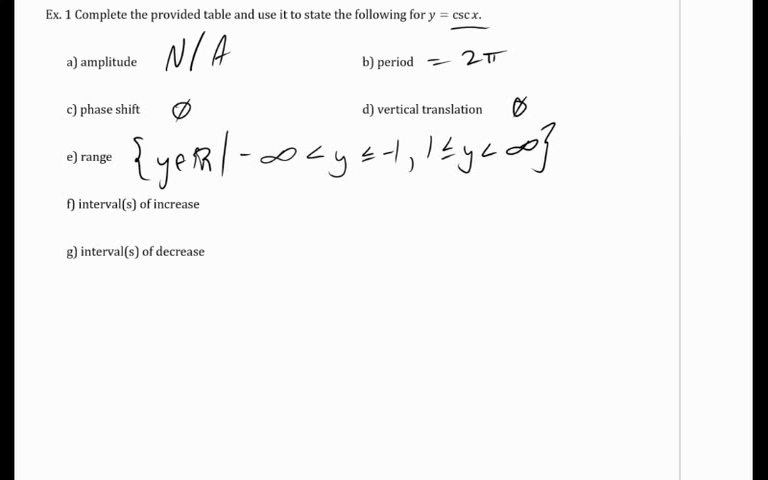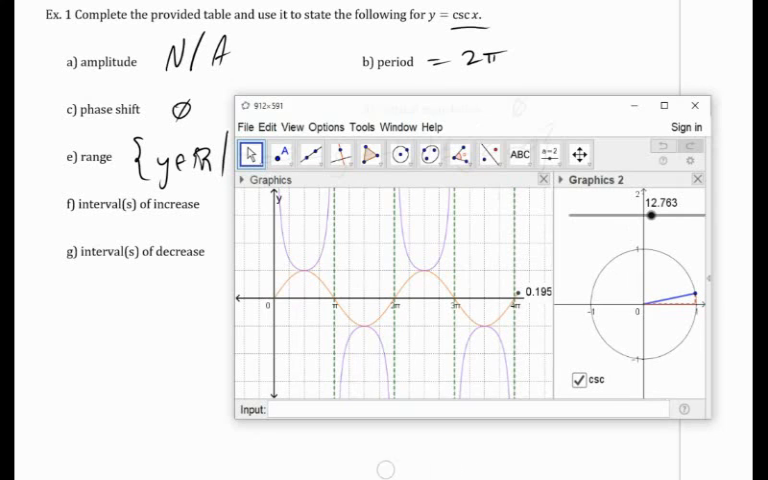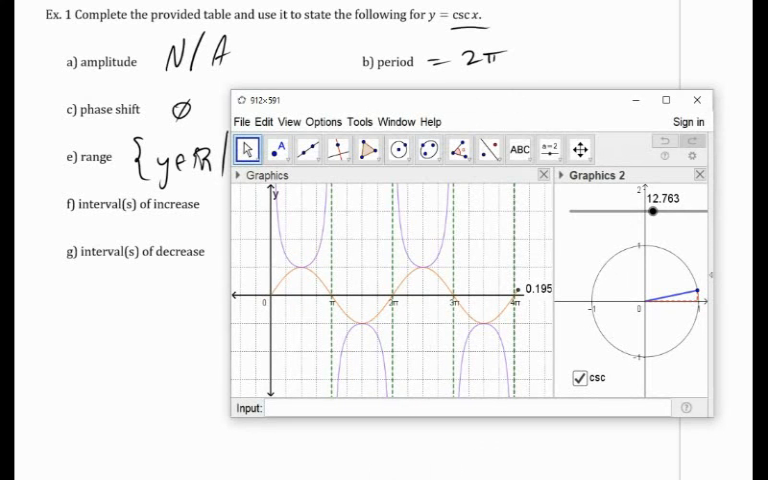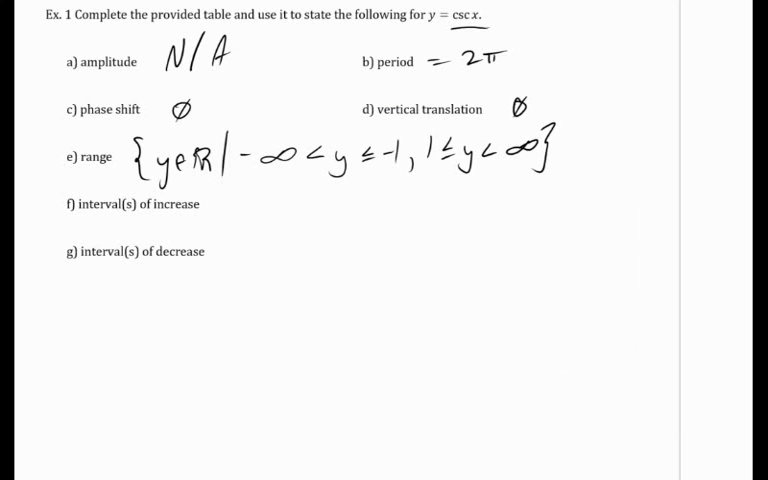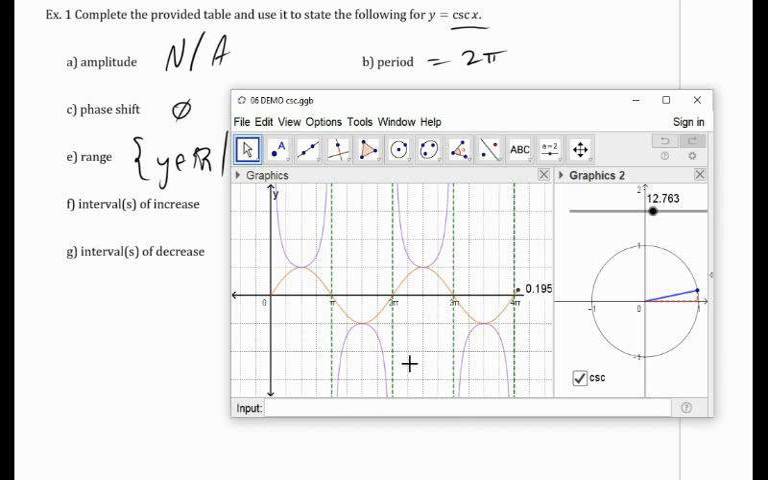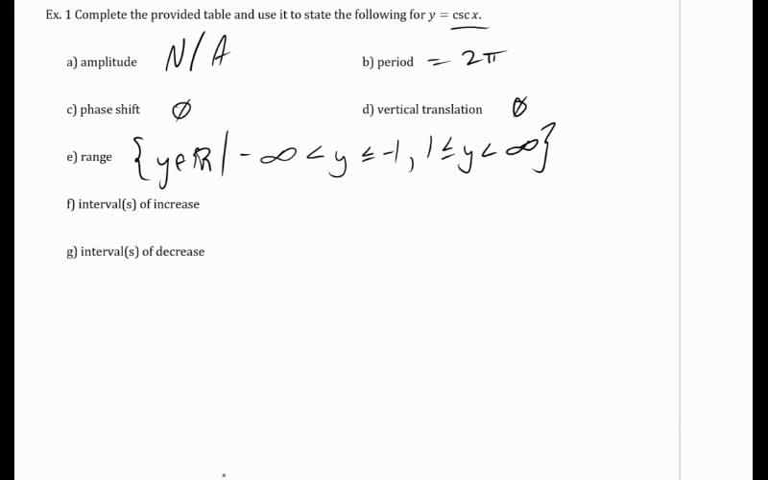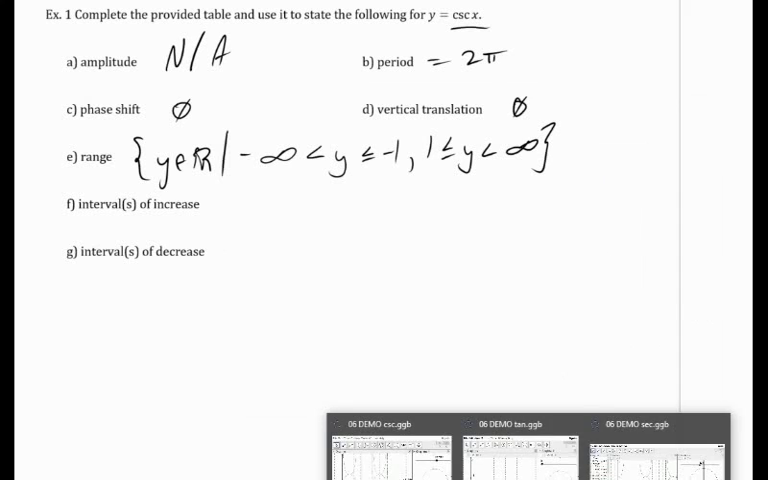Where does it increase? Let's go back. Let's just talk about the first cycle, one cycle, okay, 0 to 2 pi. So from here, it is increasing. From here it is increasing, and it's still increasing, but it's not increasing where it doesn't exist, so that's going to be a little bit tricky. It's decreasing here, and it's decreasing here. So it actually has 2 intervals of each. So how would I write that? Okay, so where does it start?